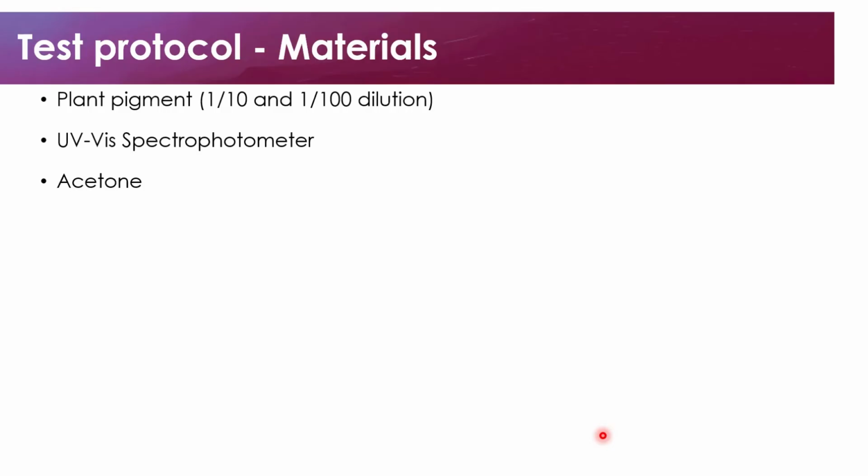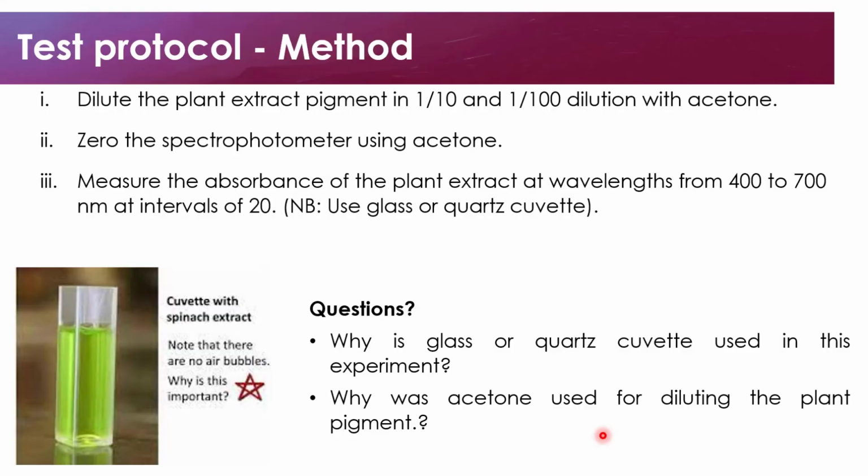So now let us look at our test protocol to determine the concentration of our plant extract. First of all, we will have to dilute our plant pigment in 1 in 10 and 1 in 100 dilution using acetone. We also have the UV spectrophotometer and acetone. So now let's look at the test method.